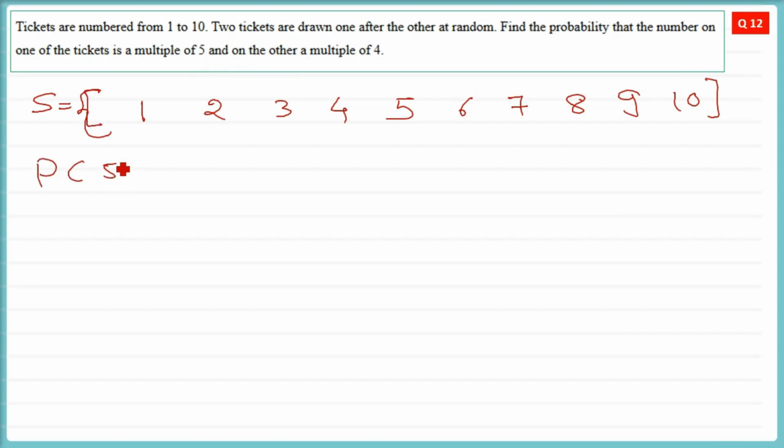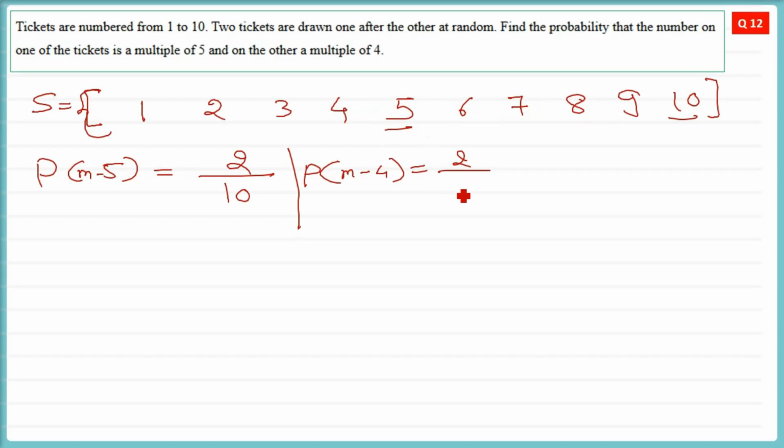Now probability of a ticket being a multiple of 5. I'm just writing M5 for representation. There are 10 elements in this set and 5 and 10 are the multiples of 5. So 2 by 10, favorable cases divided by total number of cases. The probability of M4, multiple of 4. How many total numbers are there? There are 10 and favorable are 4 and 8. So 2 by 10.